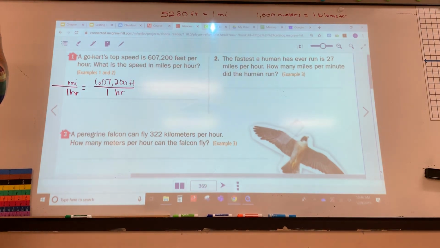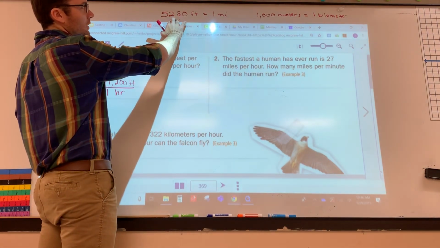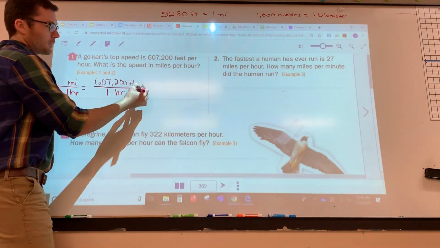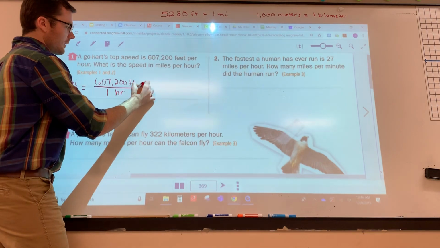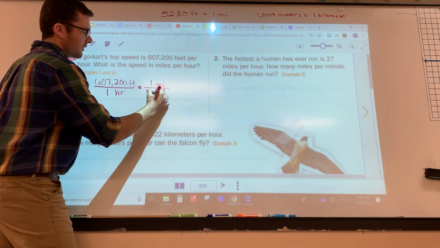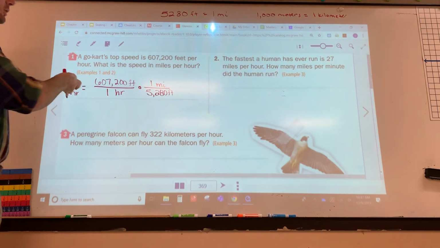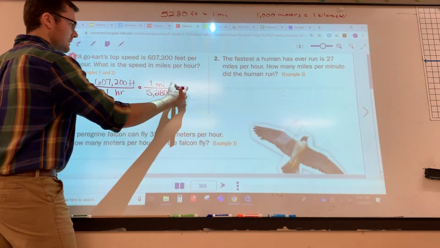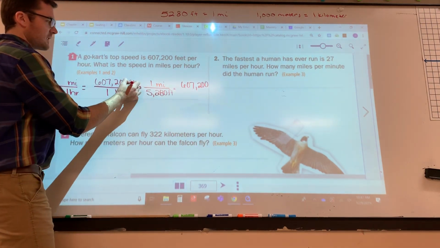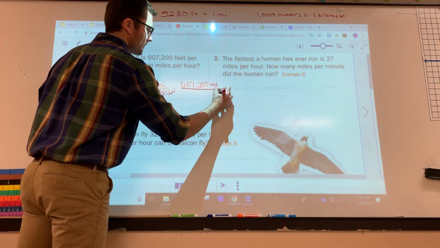So if I know that I'm trying to get rid of my feet, I'm going to use what I know about the relationship between 5,280 feet and miles to write a ratio. I'm trying to get rid of feet, so I'm going to put that in the bottom so that they cross cancel. So times 1 mile is the same as 5,280 feet. So if I were to multiply that across, I would get 607,200. Well, this feet crosses out with that feet. And now I just have miles left as my unit up top.